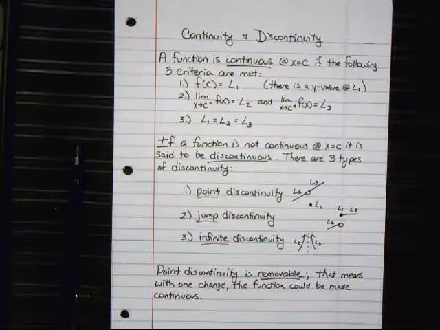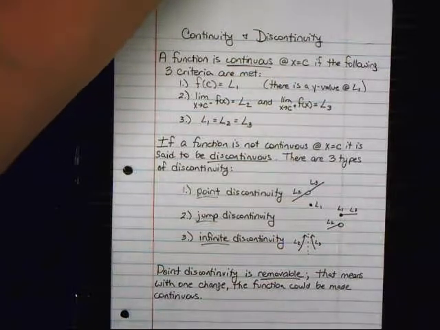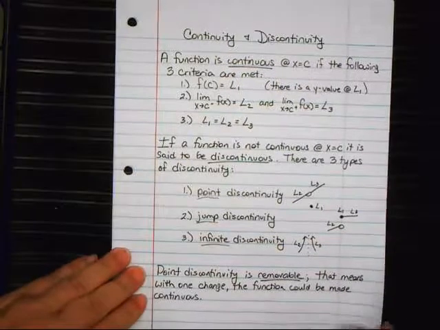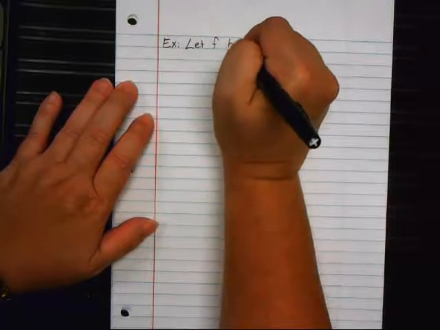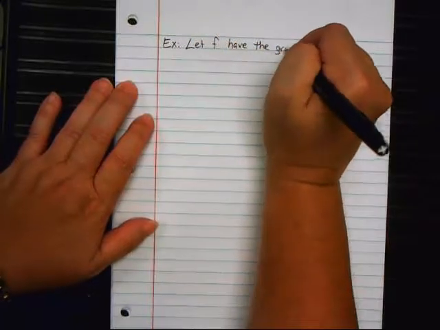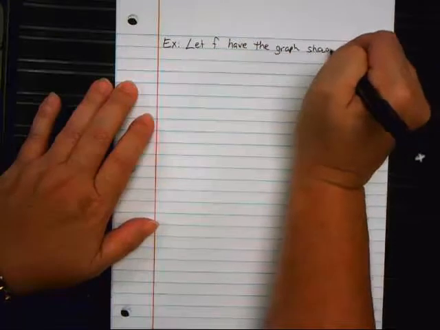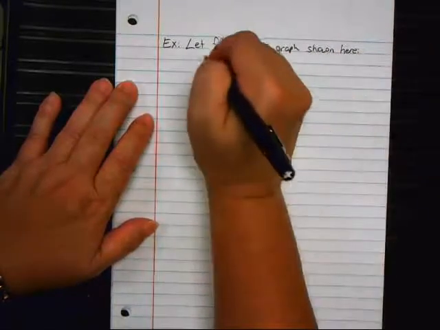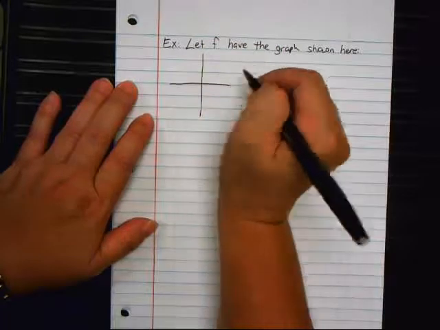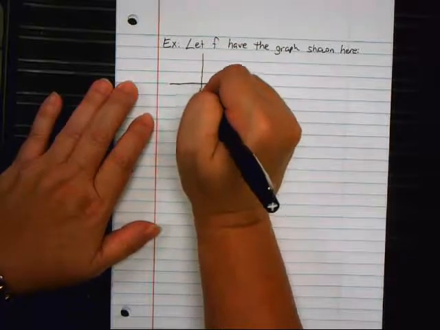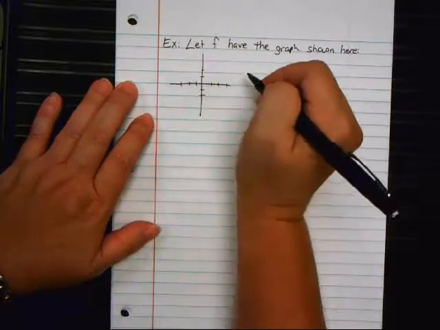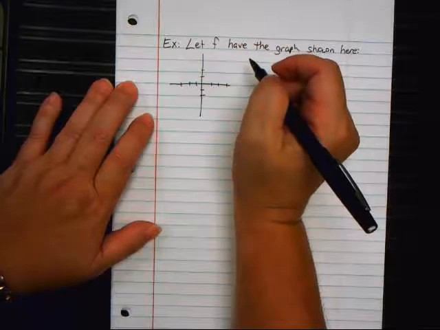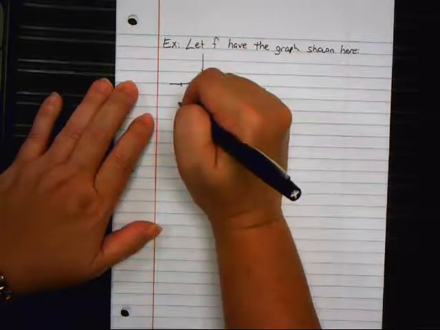All right. I would like to do an example of what the homework's going to look like real quickly. And then we'll be done. Example. Let F have the graph shown here. So, I'm going to make it simpler.